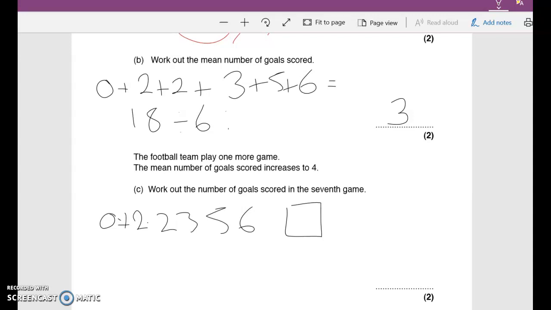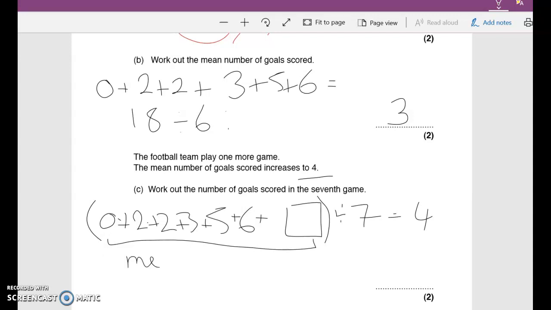I do know if I add all these up and divide by 7, I get 4. In other words, if I add all of these numbers up first and divide by 7, I will get a mean of 4, because they're telling me the mean is 4. So I need to know what this extra one here is. The way to find the total that these add up to, I need to take my mean and multiply it by how many numbers or how many games.